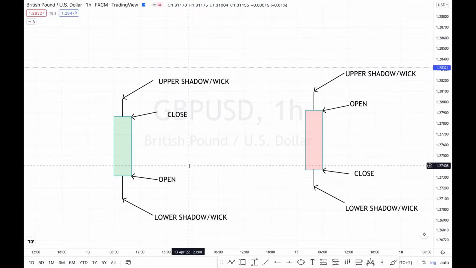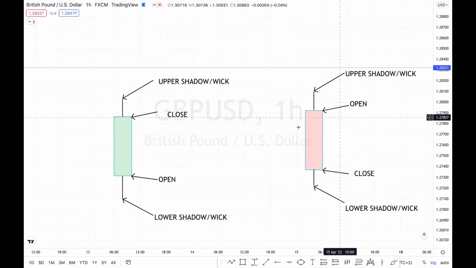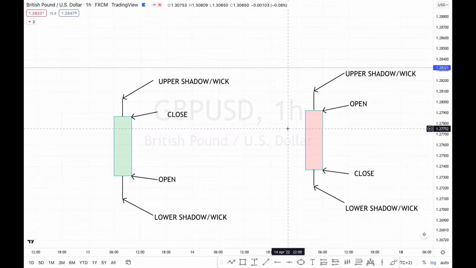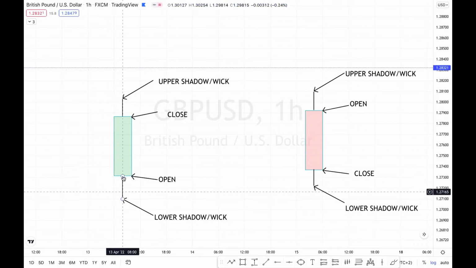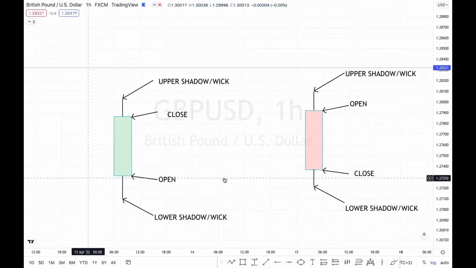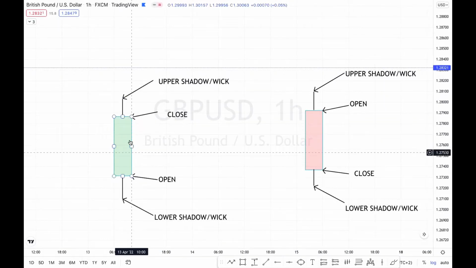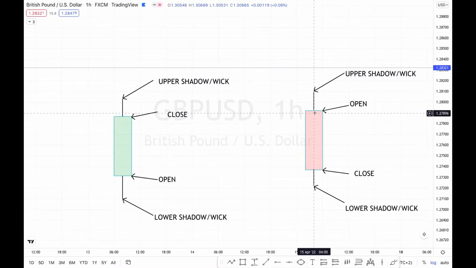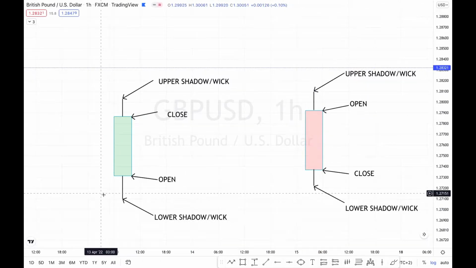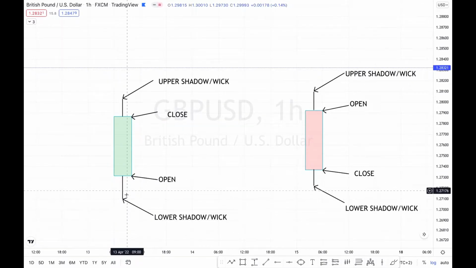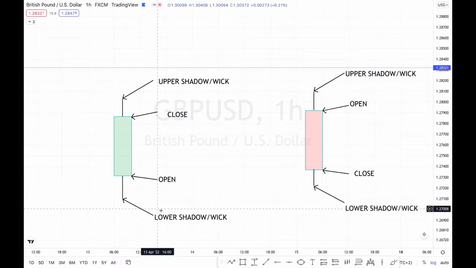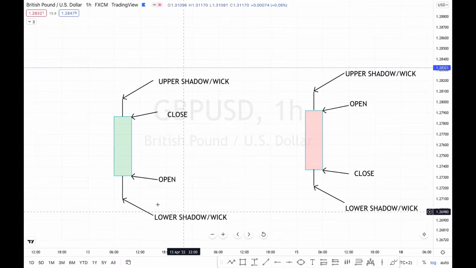So we have two types of candles. We have bullish candles and we have bearish candles. Bullish candles represent buyers in the markets. Bearish candles represent sellers in the markets. So this green candle is bullish, this red candle is bearish. As you can see, this was the open of this candle. You might ask yourself why there is this thin line called the lower shadow or wick.